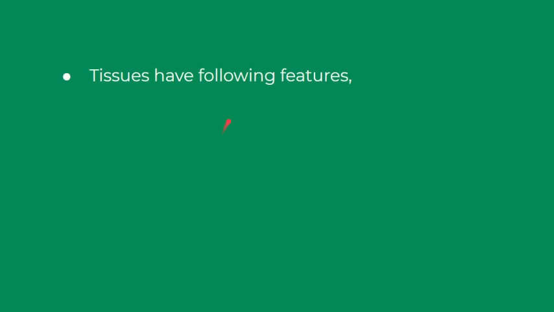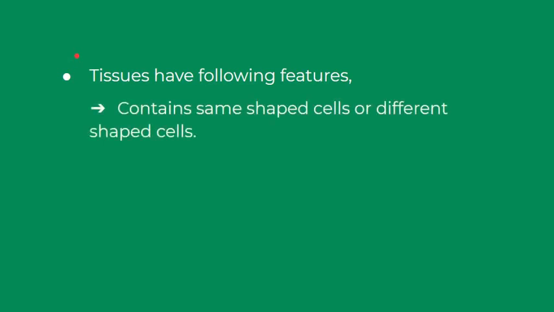Now let us all see what type of features these tissues have. When you observe these images, you can tell these tissues have these features. Now we are going to see what these features are. You can identify that they either have the same shaped cells or different shaped cells. They all perform a specific function.